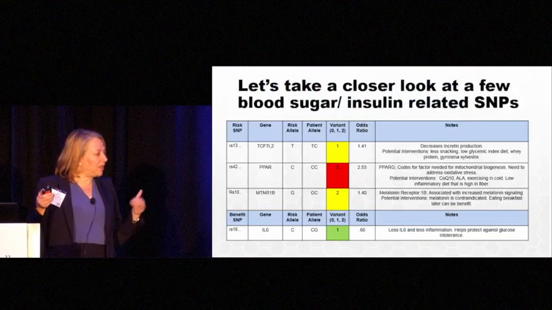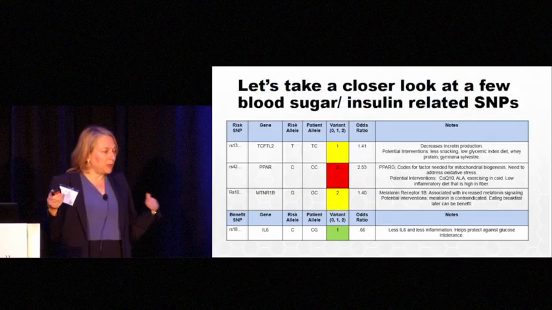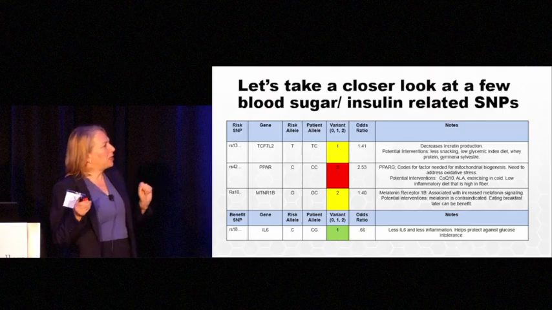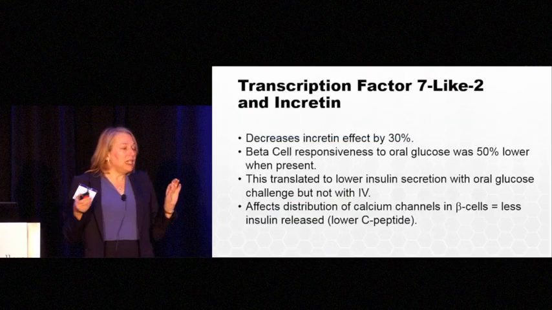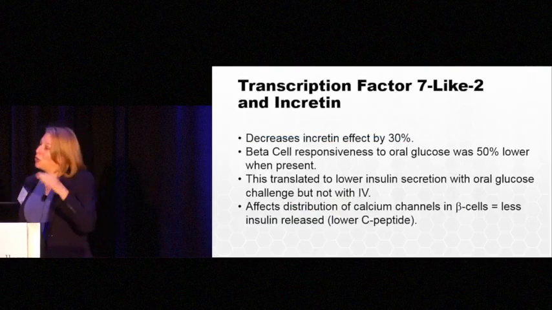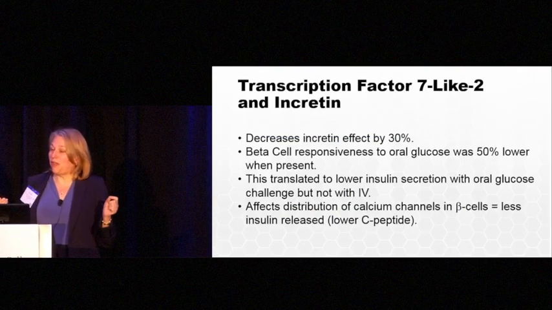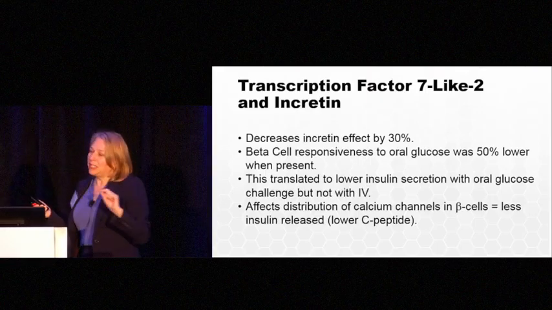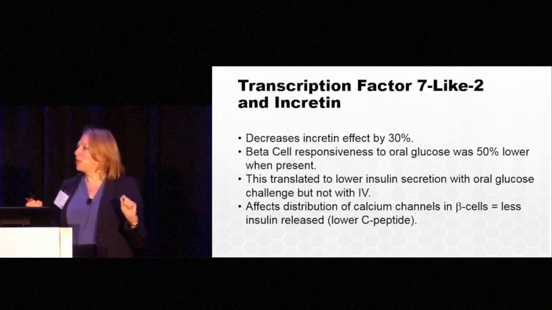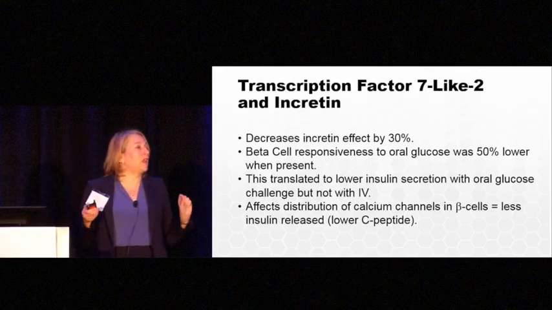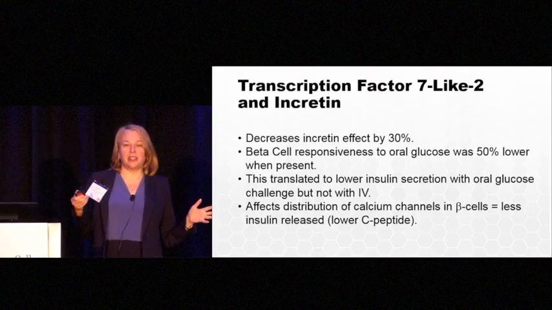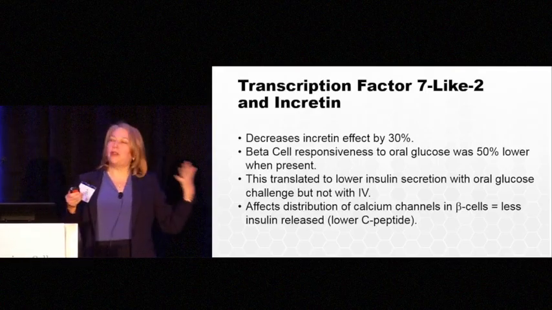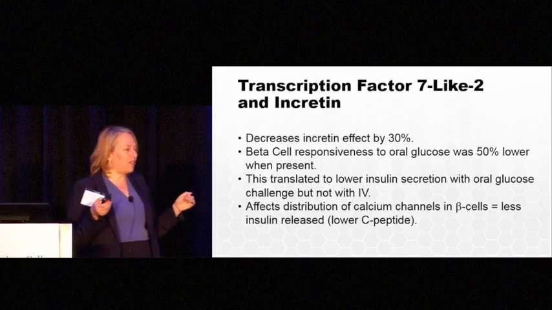TCF7L2 is the incretin pathway. And again, PPAR and the melatonin ones are the other ones I'm going to look at. If you have variants that are known to be significant in transcription factor 7-like-2, which affects incretin, one copy of that decreases your incretin effect by 30%. What does that mean? You can give someone IV glucose, and they're going to release enough insulin, but when they eat their food, they're not going to get the incretin signals that have them release enough insulin.